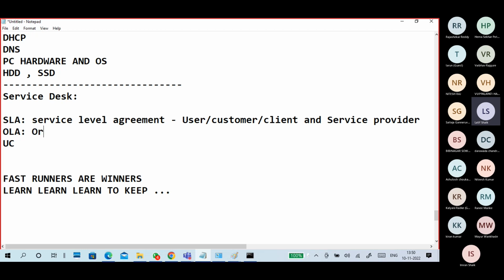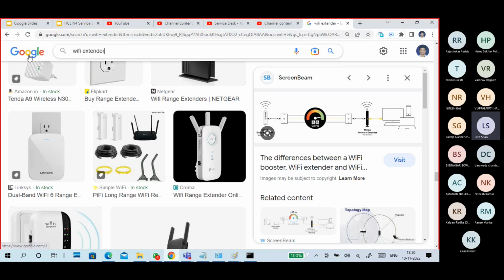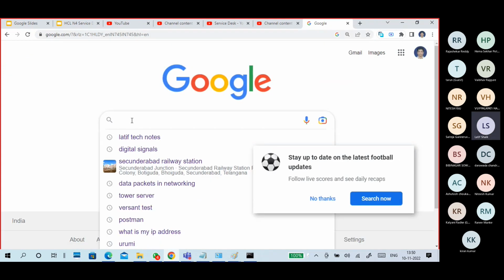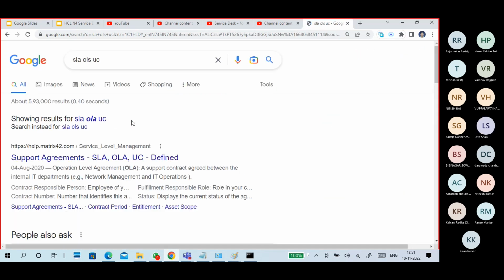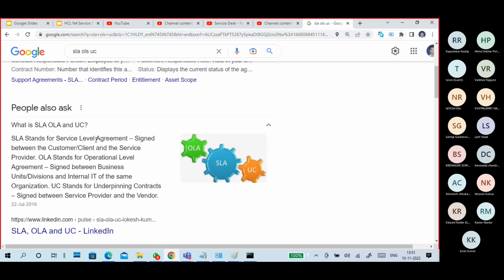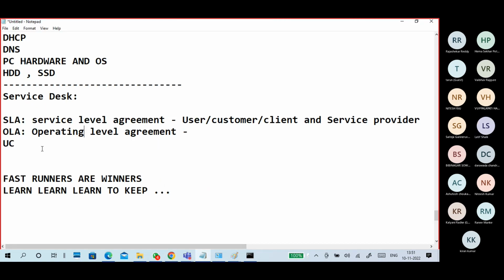Okay. Operational level agreement. Sir, we can call this organization level agreement also, right? Not organizational level. Organizational level is different. SLA, OLA, UC. So you'll get this one. Operational level, not operating level. Operational level agreement. Okay. Maybe I think I confused.